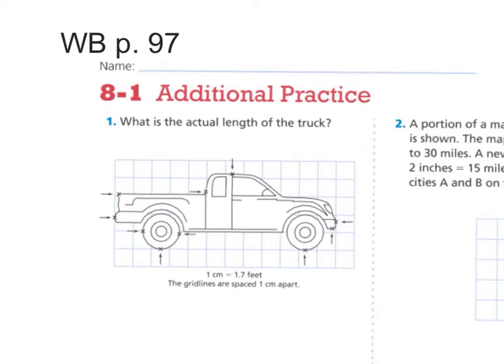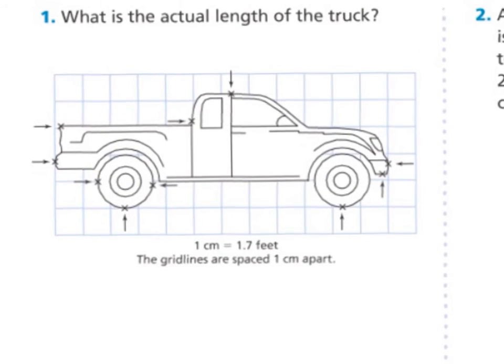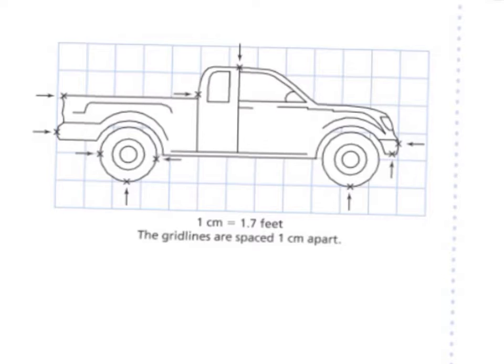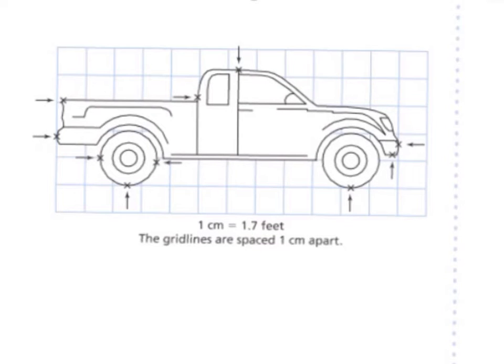Workbook page 97, number 1, they're asking what is the actual length of the truck. The truck, they have graphed this on graphing paper. And if you look at this truck, they're giving us the scale here is that 1 centimeter is equal to 1 7/10 feet, and the grid lines are spaced 1 centimeter apart.